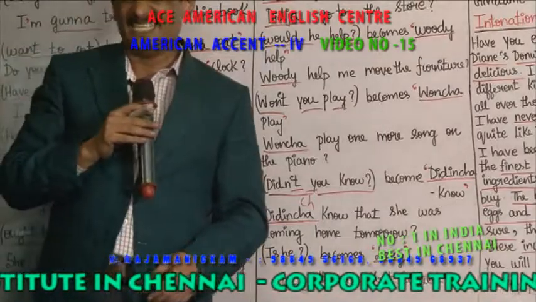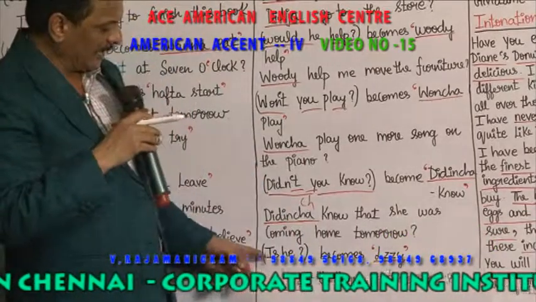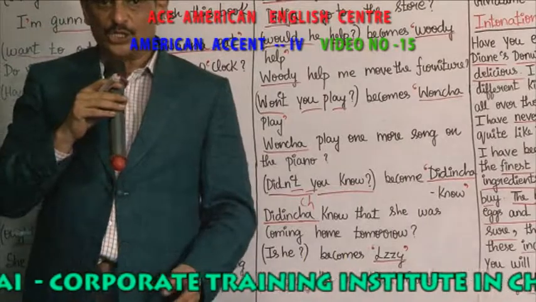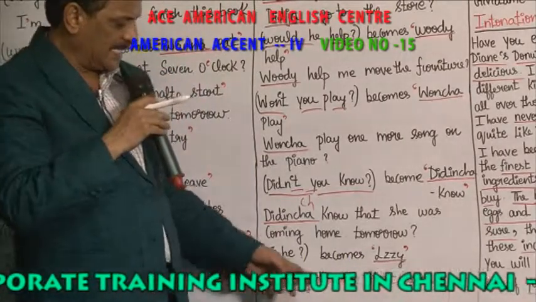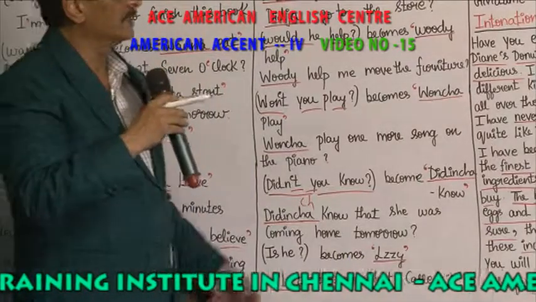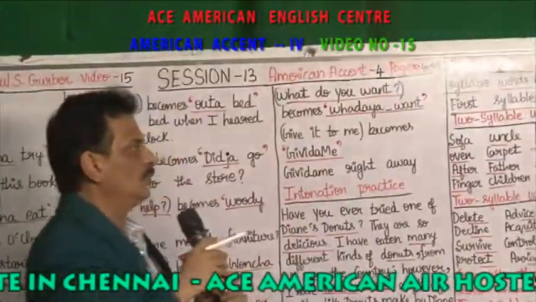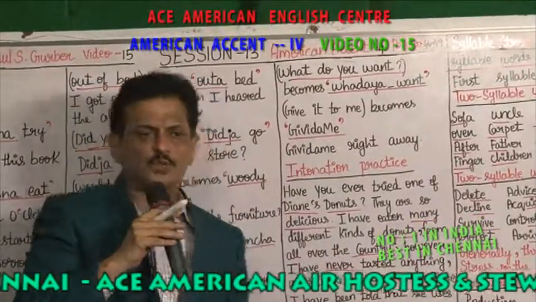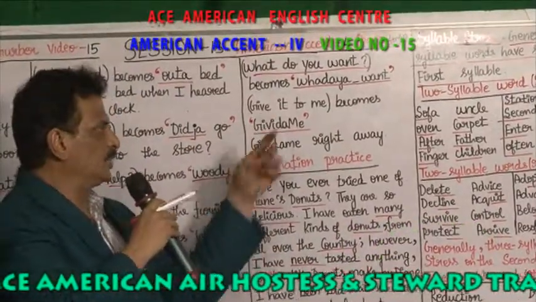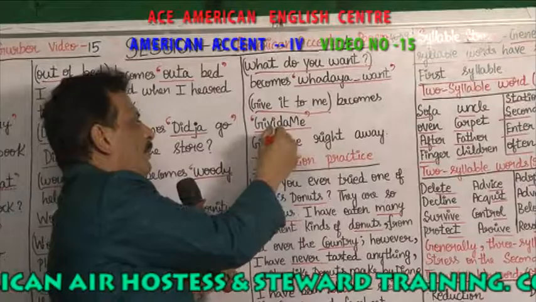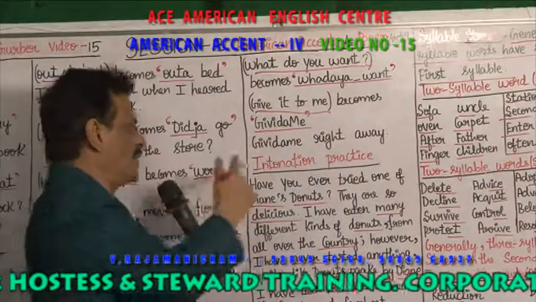Easy. After the vowels A, E, I, O, U, if S comes, S changes into Z. Is he the one that called? And here, what do you want? How is it pronounced? Whaddya want? Give it to me becomes gimme. Give it to me right away.